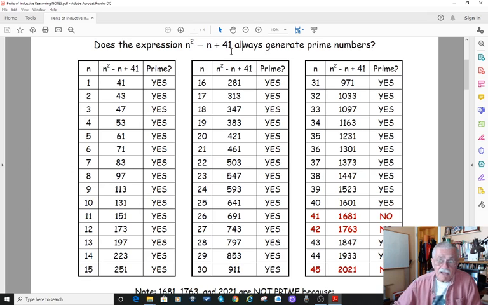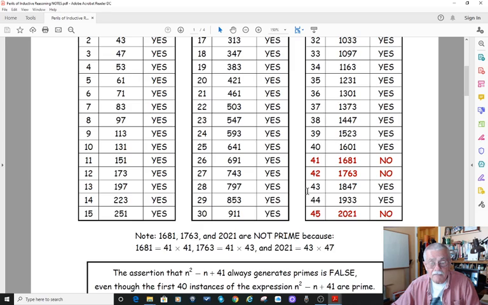And yet 41 is clearly not, because 41 squared minus 41 plus 41 is just 41 squared. So clearly 41 squared, 41 times 41, is not a prime, right? And you can try this for some other values which are indicated here in red. This is on the blackboard. So we have 40 consecutive instances where this expression generates a prime, and yet that's not enough. So proofs are important, okay? Even things that occur many, many, many times may not be generally true, okay?